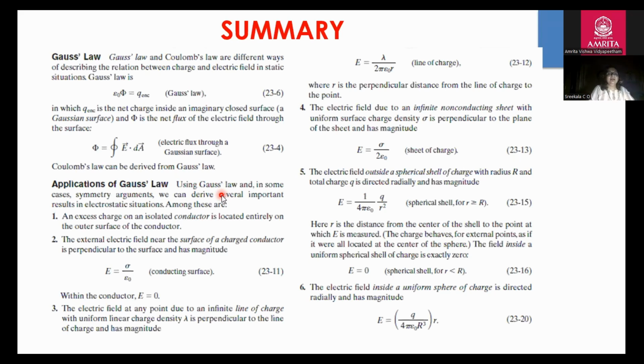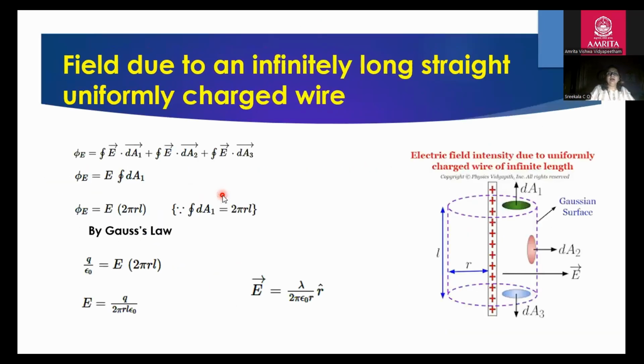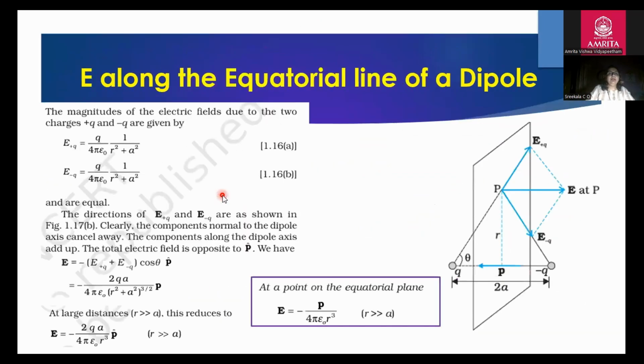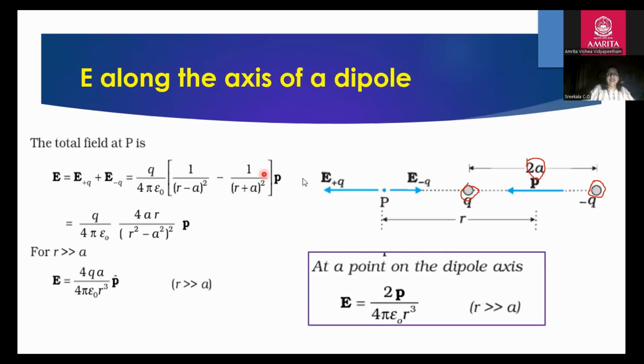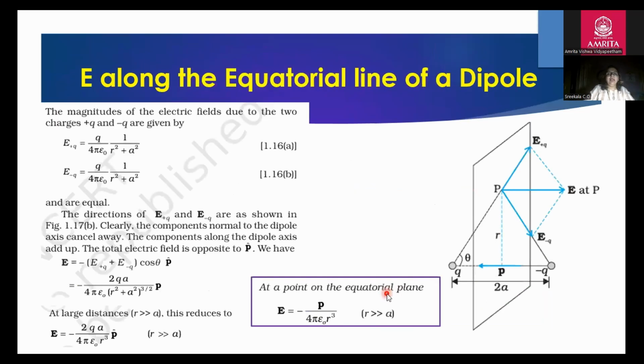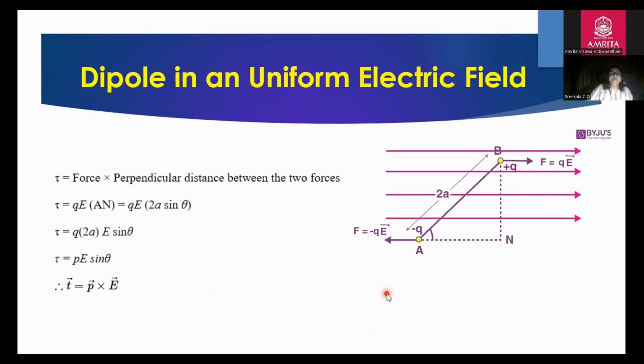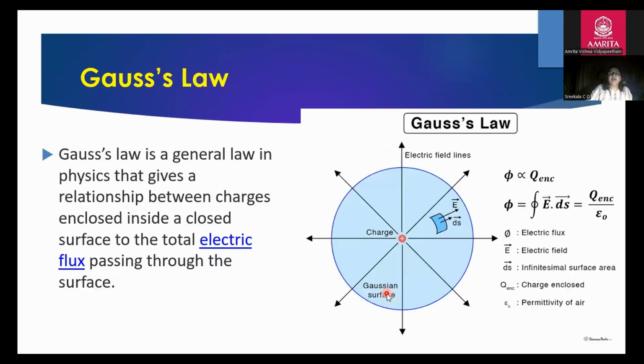Then comes the Gauss law. Before Gauss law, the electric dipole: two equal and opposite charges separated by a very small distance constitute a dipole. Then we went through the electric field intensity due to a dipole along the axial line. It will be 1 by 4 pi epsilon 0 into 2p by r cube. Along the equatorial line, it will be minus 1 by 4 pi epsilon 0 into p by r cube. Then dipole in a uniform electric field, the torque acting on an electric dipole is p cross E.